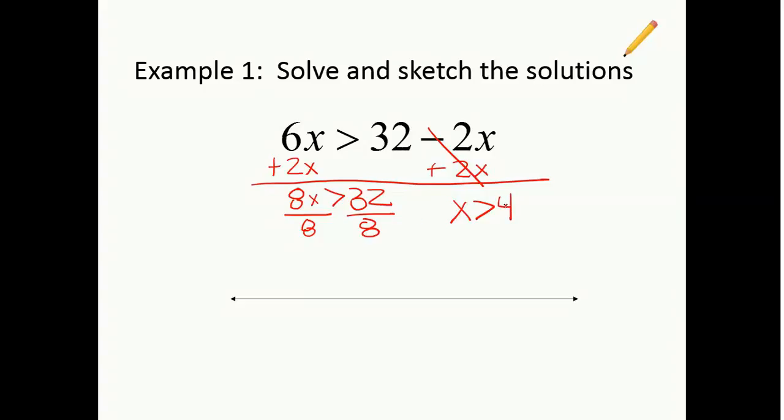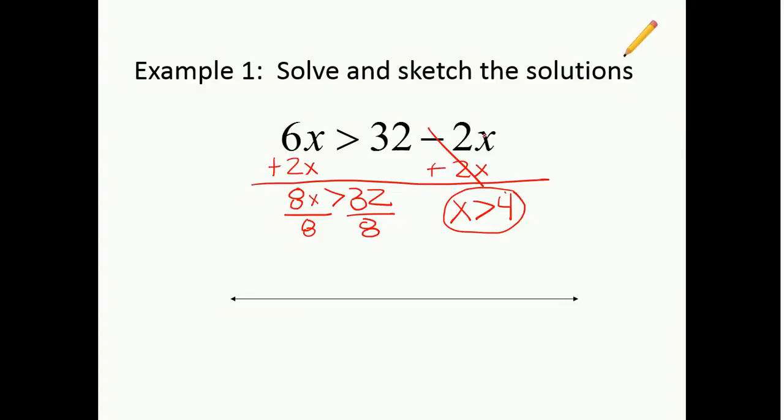Now, going to do a double check. Did I divide by a negative at all? I didn't. I didn't multiply by a negative, so I'm good. This is my answer. X is greater than 4. What does that mean? That means if I would plug in for x a 5, a 6, a 7, any of those numbers above 4, I would get a true statement. Now if I plug in 3, or even if I plug in 4, it's not going to work. It's not going to be a true statement.